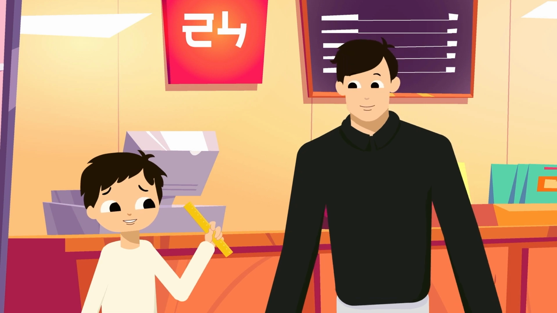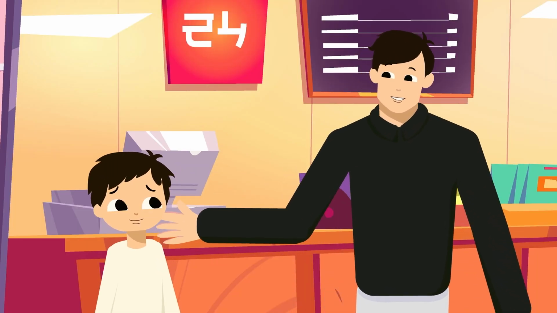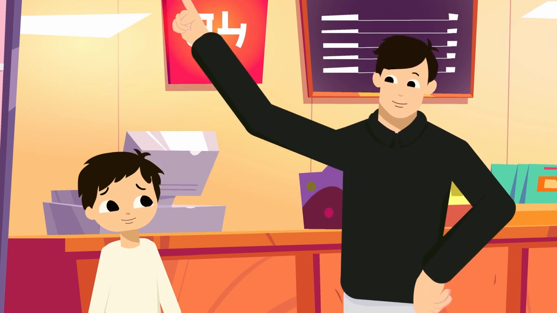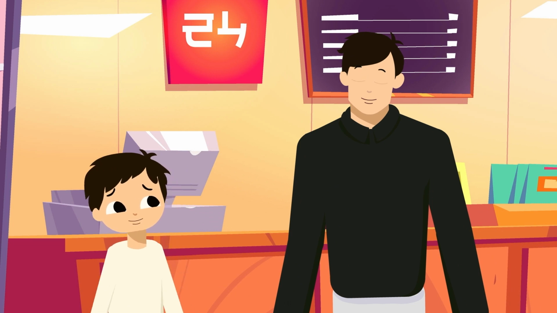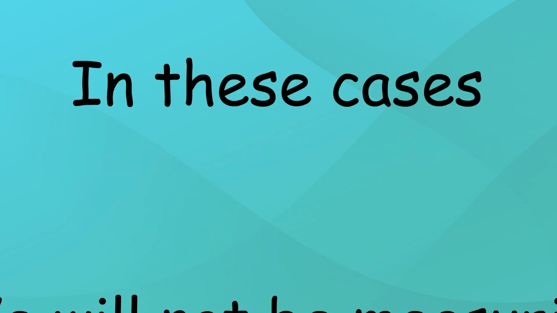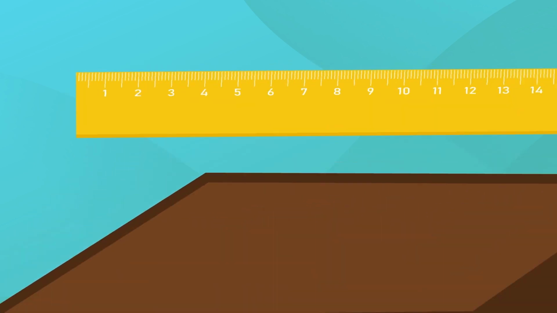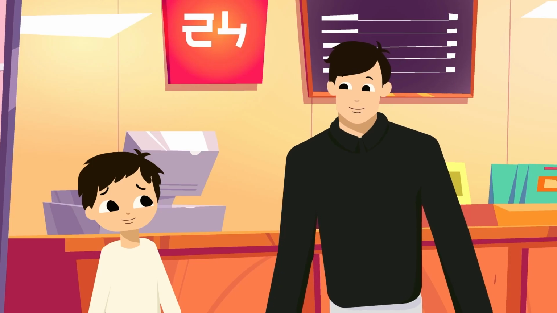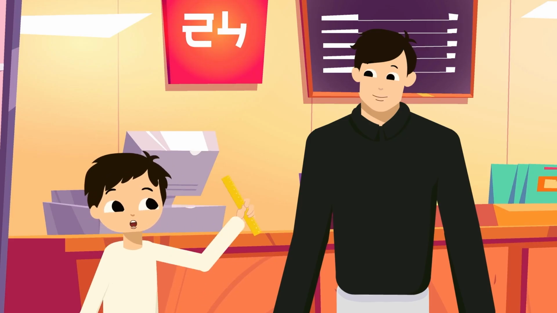Oh no, the 0 point of the scale broke. Don't worry about it, son. In certain cases, the 0 mark on the scale may be missing or broken like this. What to do now? Don't panic, Arjun. There is always a solution. So, in these cases, we will be measuring our objects not from the 0th mark, but rather from the next clear mark. On this broken scale, what is the next clear number? We can start with 1.